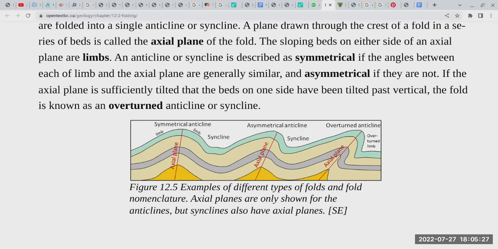I think I can differentiate between the symmetrical and the asymmetrical. So what about the overturned? The overturned might be a little challenging. No man, the overturned, no. It is just folded, it is tilted past vertical. It has a greater tilt. A much greater tilt. Okay, so it has an extra bump. Yeah, it has an extra bump.